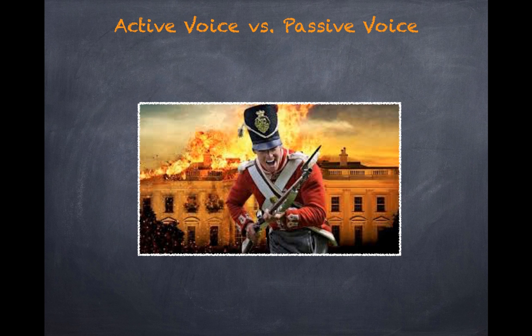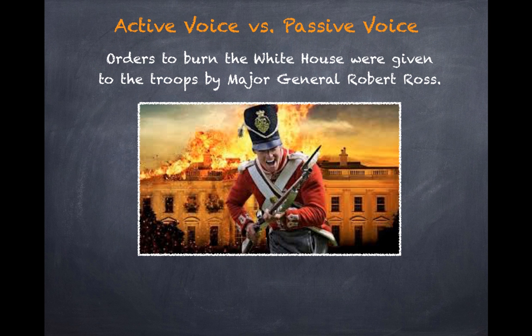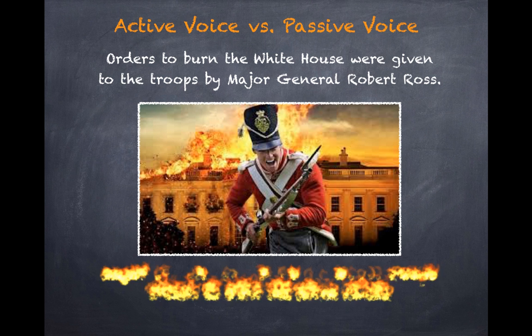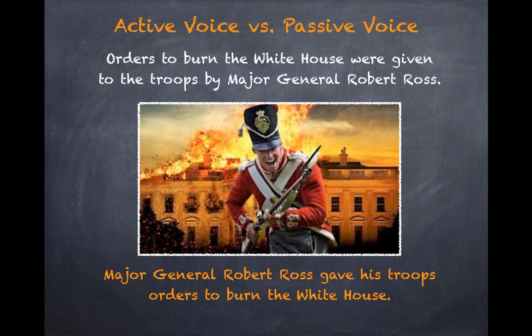The next way to make writing more effective is to stick to the active rather than passive voice. Instead of passive writing such as, "Orders to burn the White House were given to the troops by Major General Robert Ross," use the more direct active voice: "Major General Robert Ross gave his troops orders to burn the White House." That redcoat looks angry and active if you ask me. That said, passive voice, when skillfully applied, can be quite dangerous.